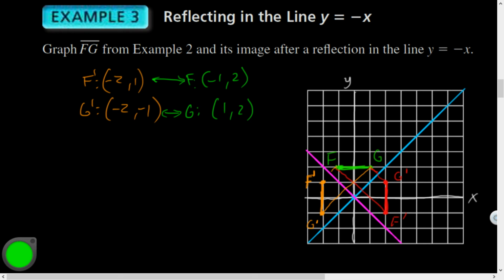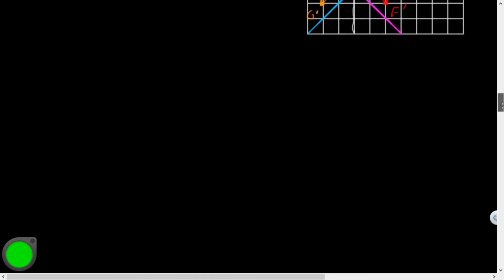Let's see. So we talked about, here's the reflection postulate. We still got time, friends. We got 4 minutes. Slow down. Slow your roll. It's going to be okay.